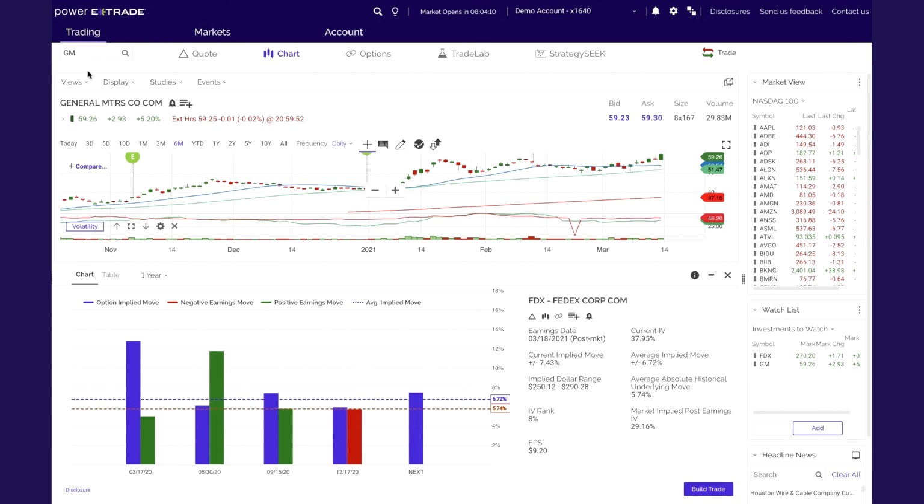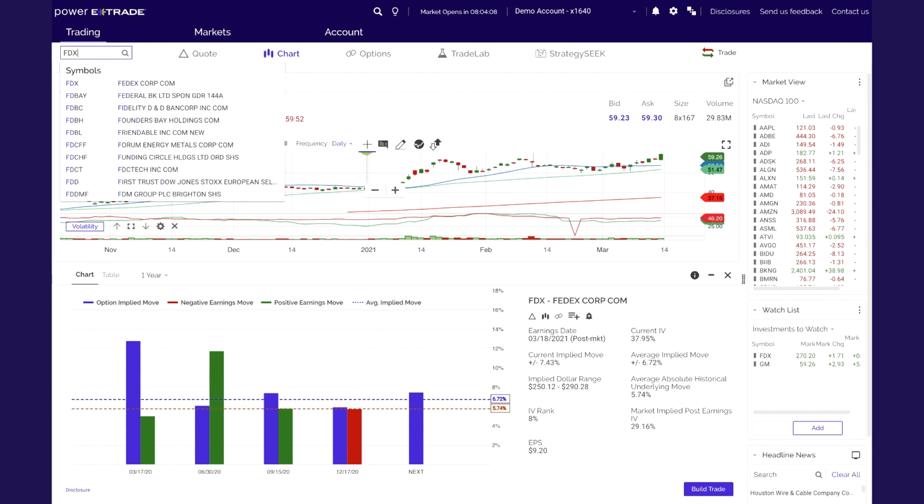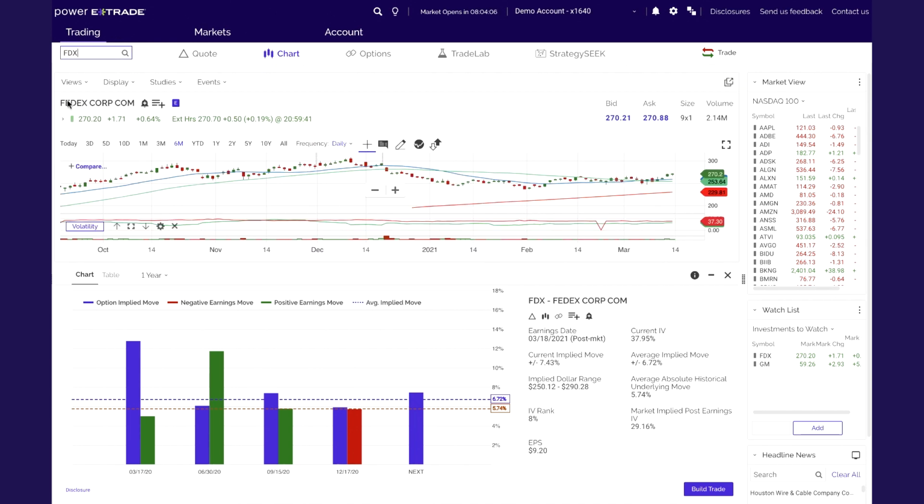Even though we've got General Motors here, let me show you another way that we could get to it. I'm just typing in FedEx, and I can also see FedEx has an E right there. So when we get about a week from earnings, that little E is going to pop up on any of your securities, and you can click on it. So that's a second way that you can get to the earnings analyzer.